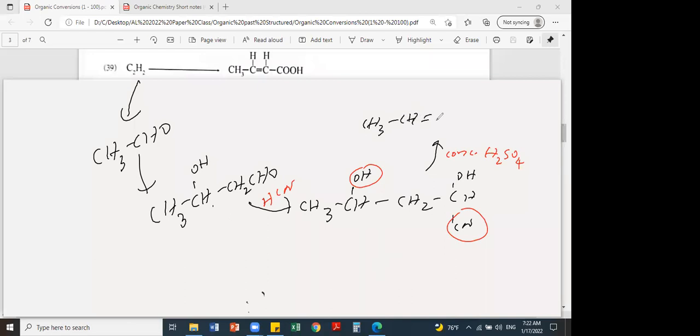CH3CH double bond CH2. Then you get CH. That means this side also double bond is going. That's what you mean, I think. This kind of compound, I don't know about the stability, but this is what is happening. Only one double bond. That OH is not going. Then what happened to that OH? That also is an OH group. That also can undergo dehydration.